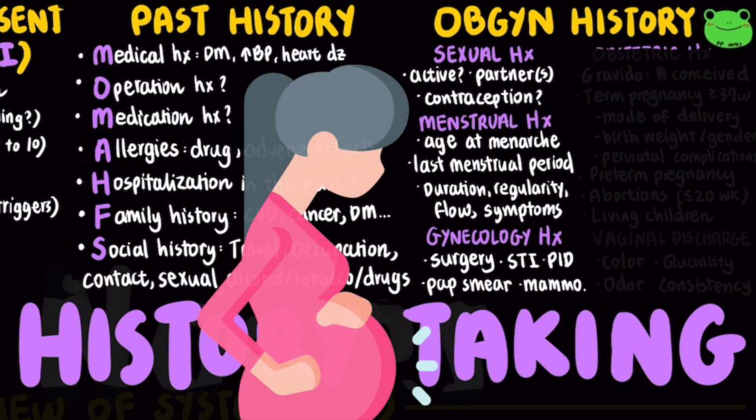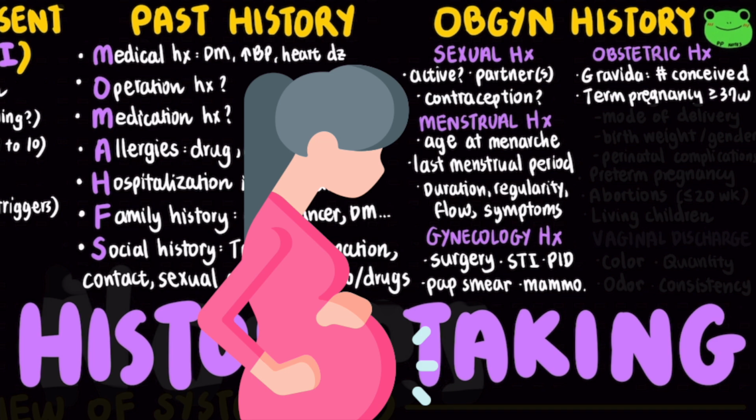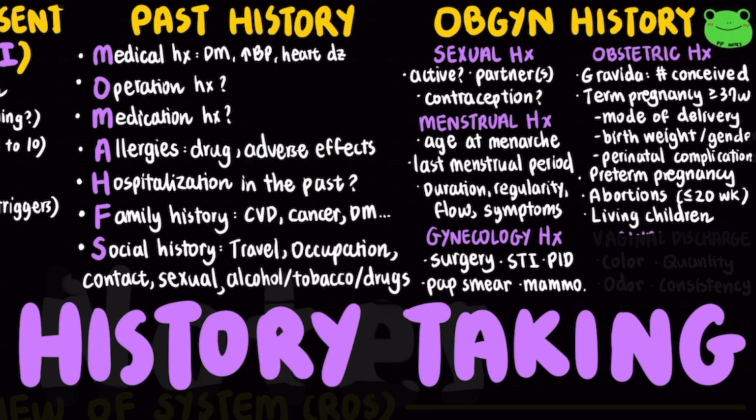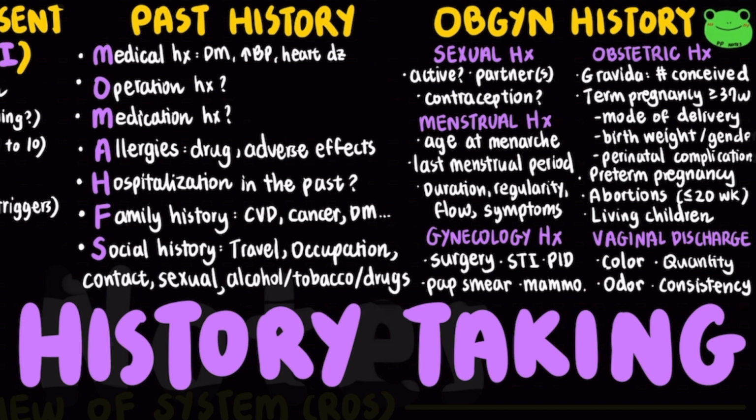Next, ask about the patient's pregnancy history, often referred to as GTPAL. G stands for gravida, or total number of pregnancies. T stands for term births. P stands for preterm births. A stands for abortions or miscarriages. And L stands for living children. If there's vaginal discharge, ask about color, quantity, odor, and consistency.